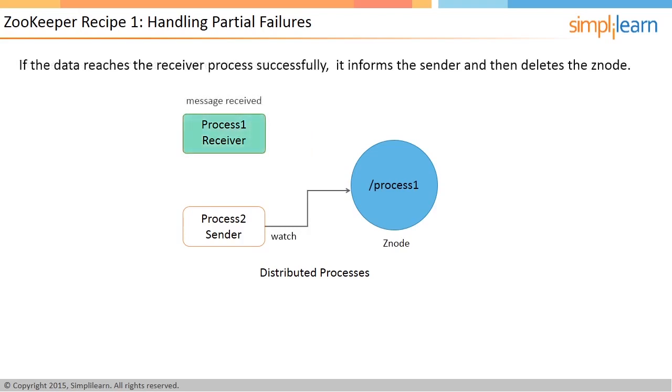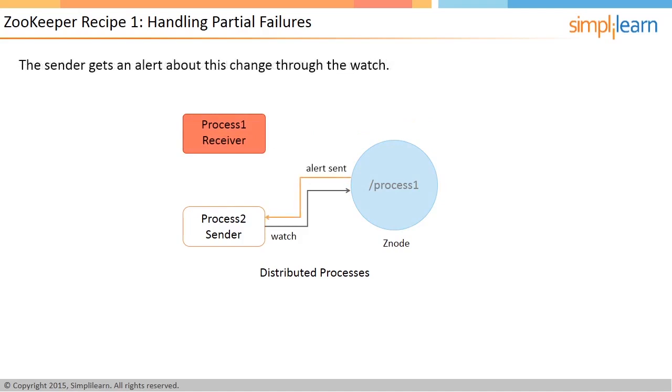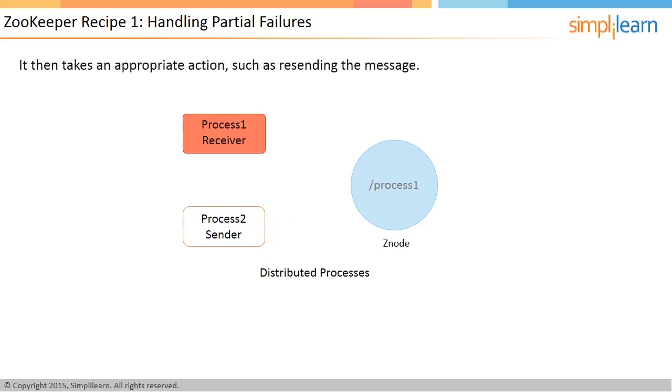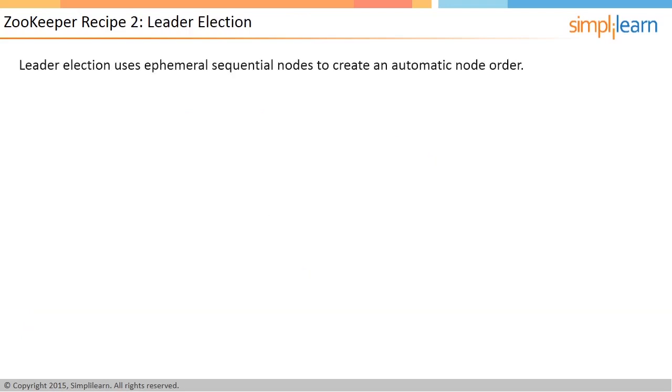Let us now look at another Zookeeper recipe. Leader election uses ephemeral sequential nodes to create an automatic node order. Let us see how the three processes, Process 1, Process 2, and Process 3, use the leader election mechanism. Each process creates a sequential ephemeral znode under parent /Kafka with the prefix node. Thus, Process 1 gets the znode /Kafka/node0, Process 2 gets the znode /Kafka/node1, and Process 3 gets the znode /Kafka/node2.